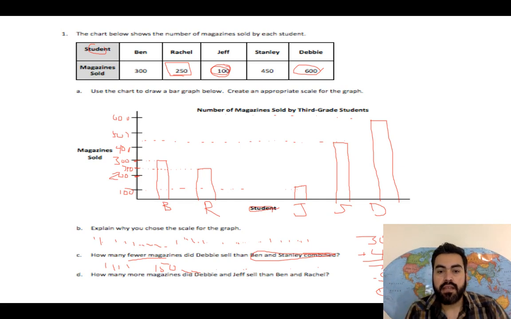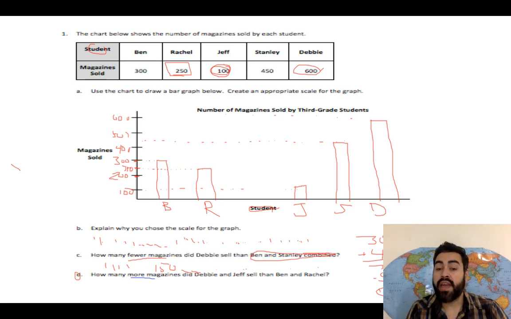Complete sentence. Now there's a little bar here, so you might not be able to see it, but I can see it, so I can't write here. I'm just going to write it over here on the side, but remember, it pertains to D. I'll change the color too, so that makes it easier to identify. I would use blue. So D. How many more magazines did Debbie and Jeff sell than Ben and Rachel? Okay, so it's asking me to do a couple things, so I'm going to read it again.